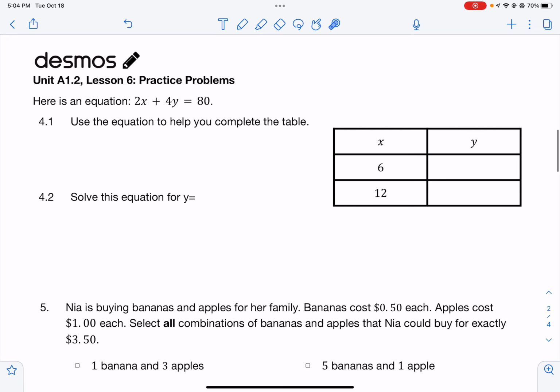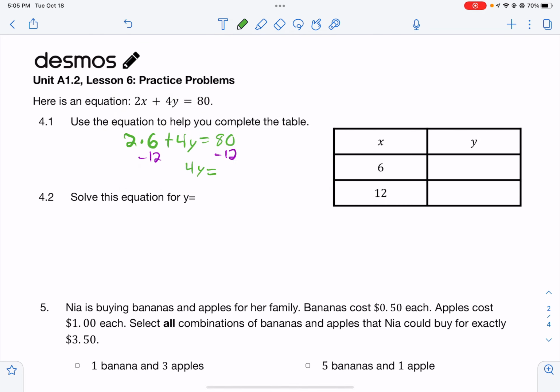Okay, use the equation to help you complete the table. So we're going to do what we just did. This time, we're going to see what happens when we let x be 6. So we have 2 times, I'm replacing x with what x is equal to, in this case 6. So we have 2 times 6 plus 4y equals 80. We will subtract 2 times 6, which is 12, from both sides. Subtract 12, subtract 12.